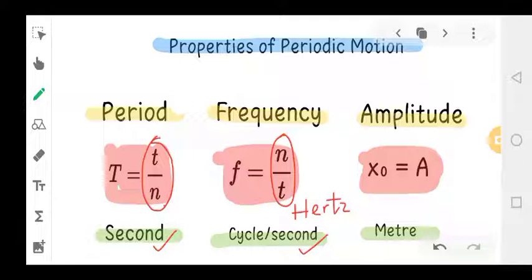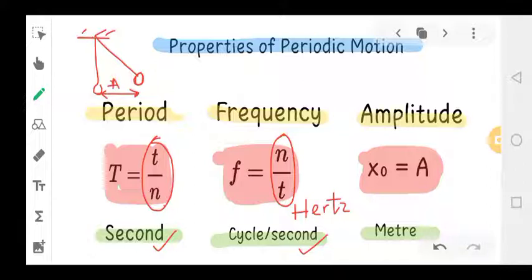Now, amplitude. Amplitude is the maximum displacement. If I use the scenario of a simple pendulum that we are all familiar with, if I displace the simple pendulum like this, this is the maximum displacement I've given it. This is what we mean by our word A.